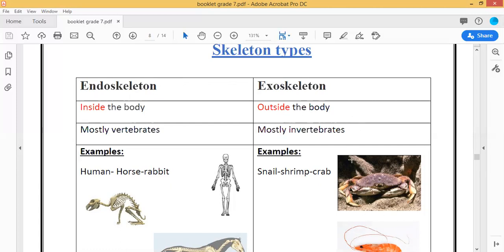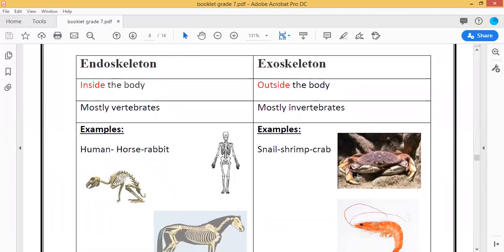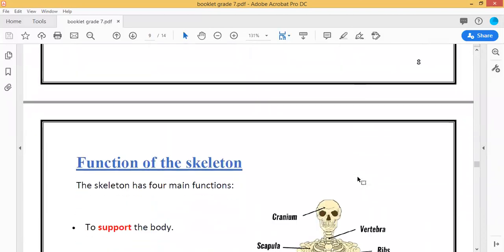Most of the invertebrates have exoskeleton. Why do they have exoskeleton? The exoskeleton is for protection from the predators, to hide from the enemies. So here the function of the exoskeleton is protection or support of their bodies. The human, of course, has endoskeleton. What is meant by endoskeleton? It means that the skeleton will be inside the body. So here are the types of the skeleton, endoskeleton and exoskeleton.